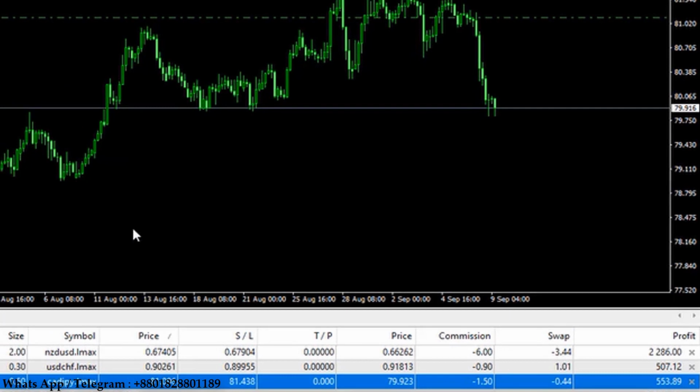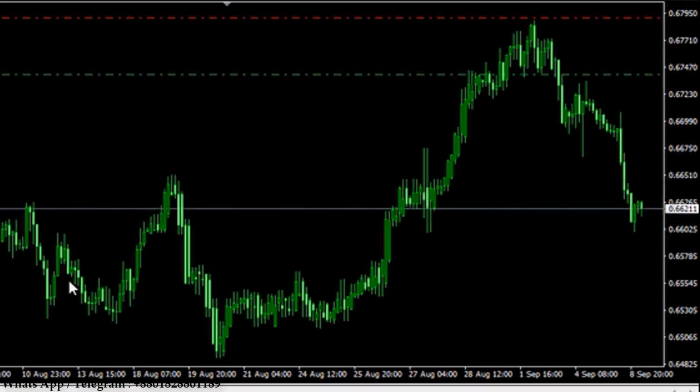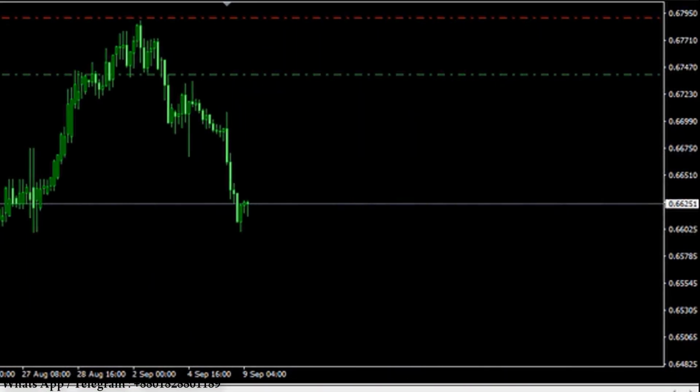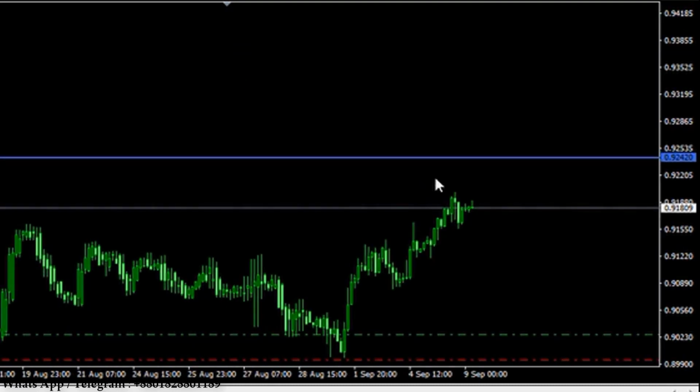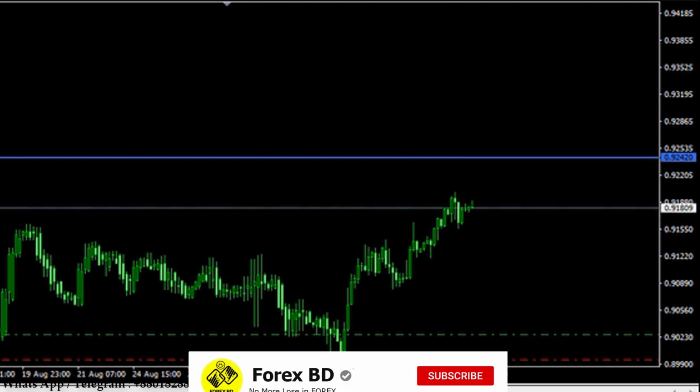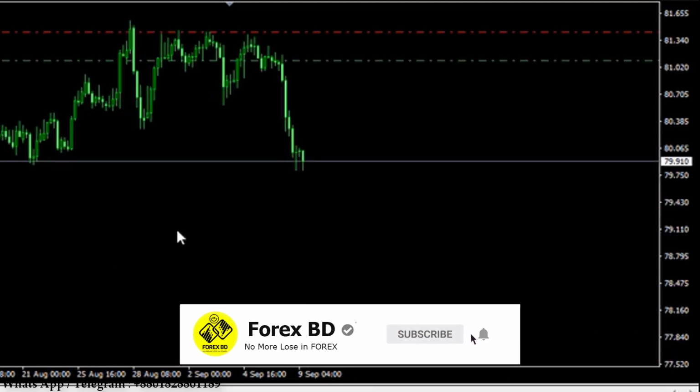Here I have taken entries in 3 pairs. The first one is NZD/USD, the second one is USD/CHF, the third one is CAD/JPY. Of these 3 pairs I will discuss the first pair in detail in front of you. This means that there is more profit in this pair, NZD/USD. So I will discuss it in detail in front of you.